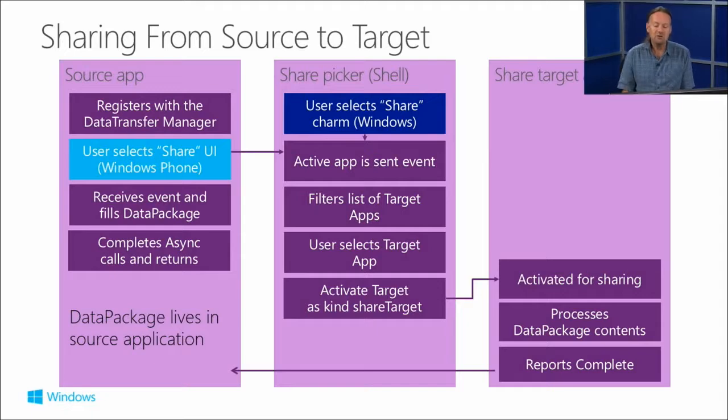The share picker filters the list of target apps that know how to handle that particular data package, shows the UI to the user, the user selects the app, and then it activates that app and sends it the content. So the share target app gets activated for sharing, processes the data package contents, reports complete to the share, and then we return control back to the source.